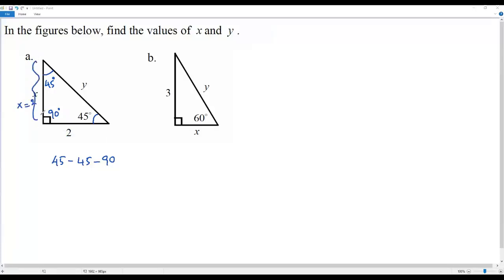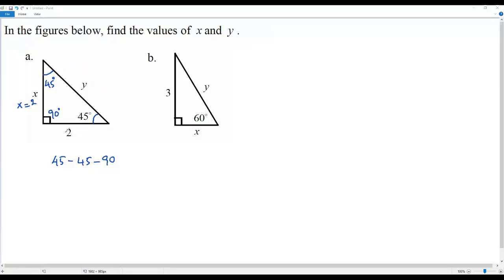Because these two legs are opposite to the equal angle measures of 45 degrees, they must be equal in length. Whatever length we have for this side, the same length we have for this side also. But x represents the length of this side, so x has to be 2. And in a 45, 45, 90 special right triangle, whatever length we have for these two sides has to be multiplied by square root of 2 to get the length of the hypotenuse. It is the rule we have to remember in a 45, 45, 90 special right triangle.